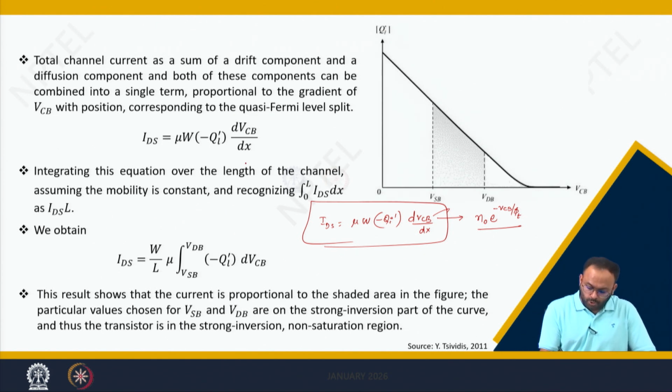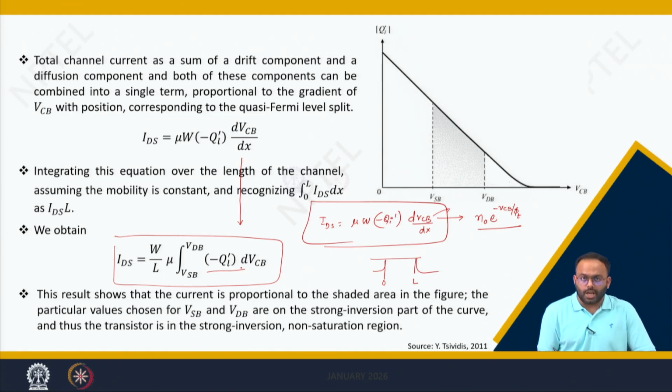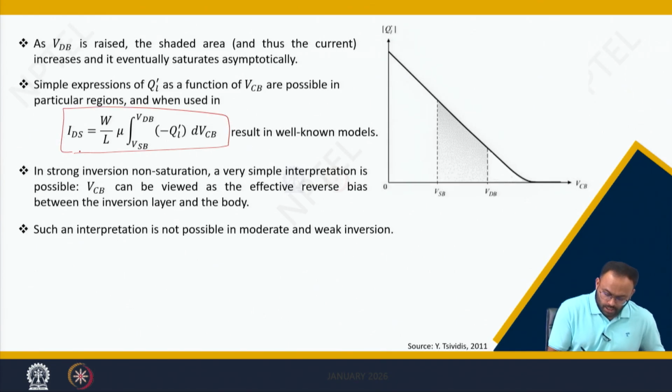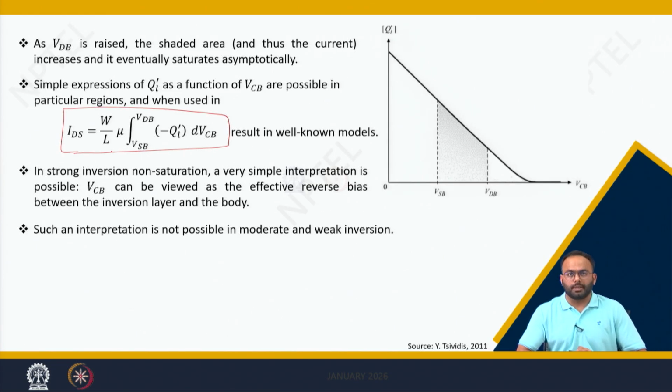To further simplify, we'll integrate this equation from 0 to L. That will give us the total current equation as W by L mu into the integration of inversion charge with respect to Vcb, and we know the value of Vcb is Vsb at the source side and Vdb at the drain side. So if you integrate this equation, ultimately you will get a closed form equation in terms of Vcb, a closed form of the drain current equation.